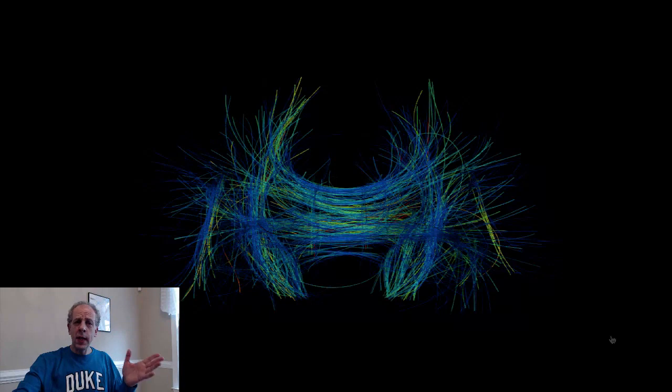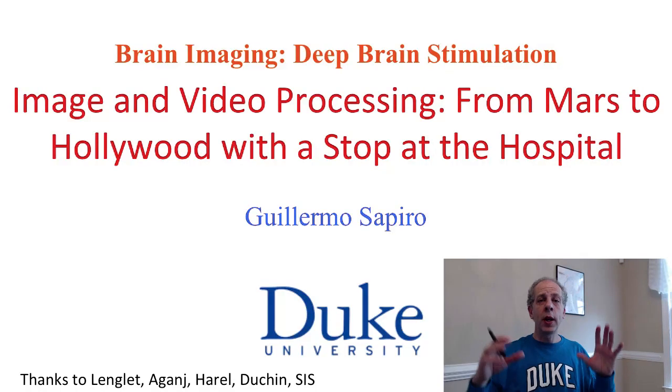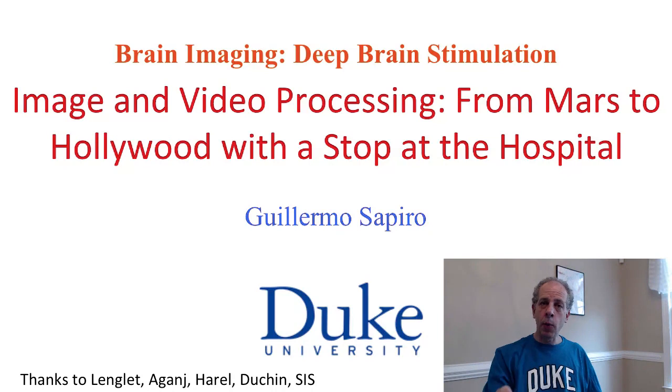Now, this has many, many uses. For example, you can use diffusion imaging for the very exciting area of deep brain stimulation. And I want to discuss what is deep brain stimulation and some of the image processing challenges there. So let's do that now.